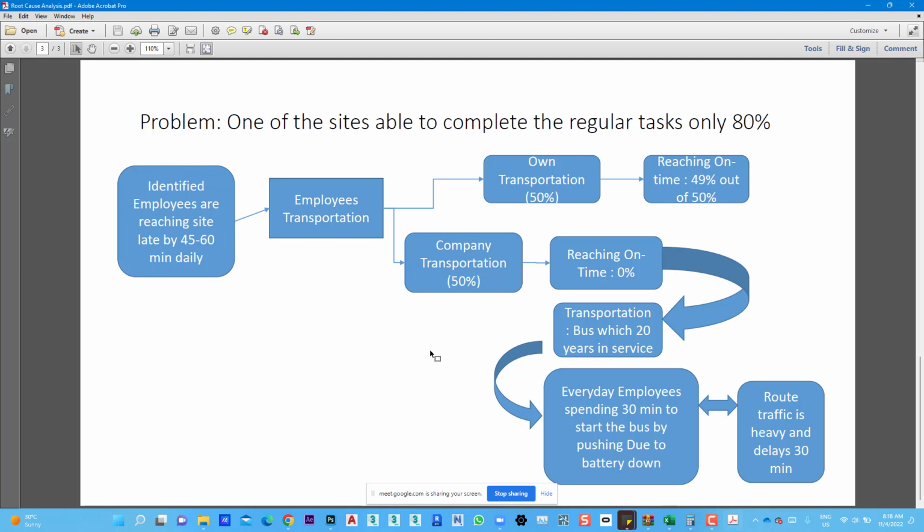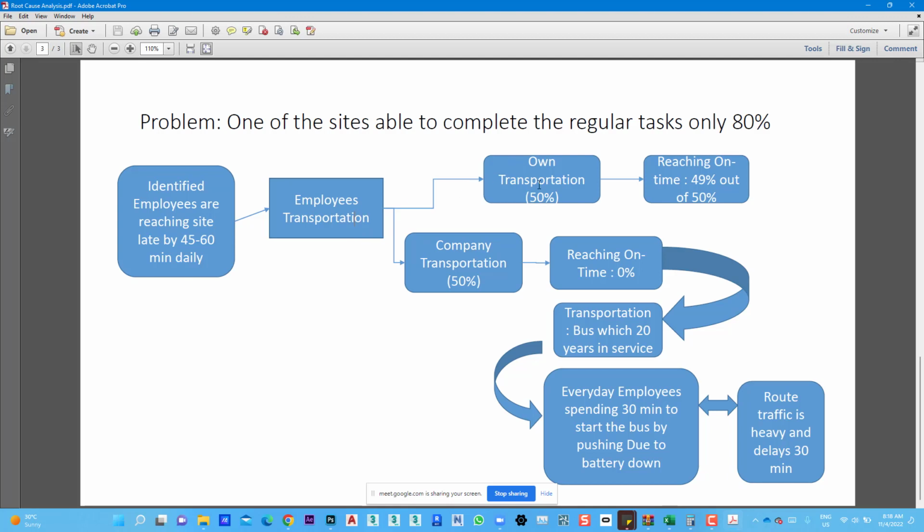So finally the project manager, collecting all the data including skills, timings, time in and out, how many manpower are there, statistics and benchmarks, everything, identifies that there is a 45 to 60 minute delay. Many of the employees are reaching the site late. And here you can see the different steps that he has taken. He checked what type of transportation the employees are using.